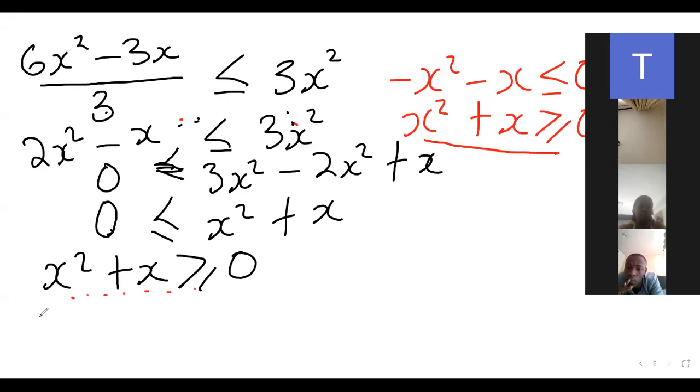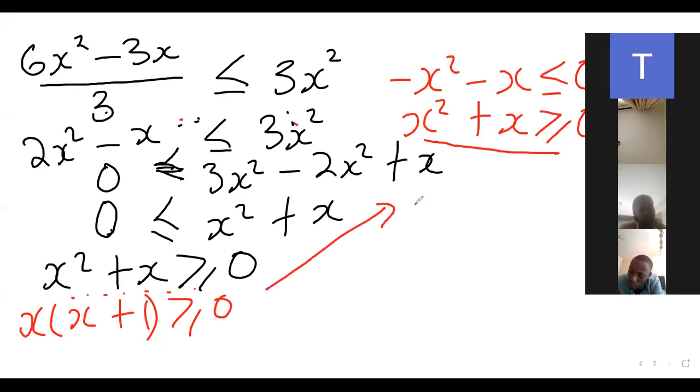So if you decided to just take this to the left, it was going to be like this, but still, always make sure the coefficient of x squared is positive. Why do we do that? Let's factor out the x here. It becomes x times (x plus 1) greater than or equal to 0. So what are our critical values? Our critical values are x equal to 0 and x equal to negative 1.